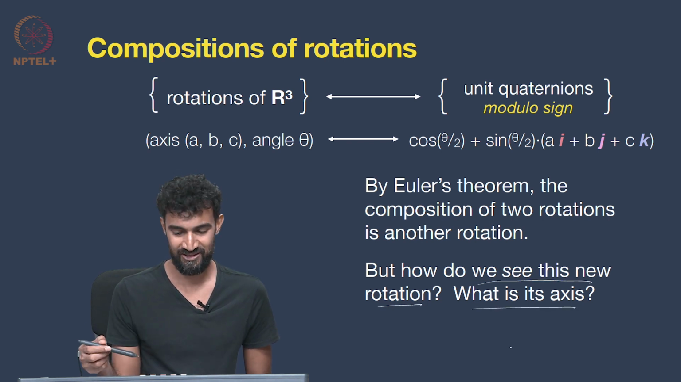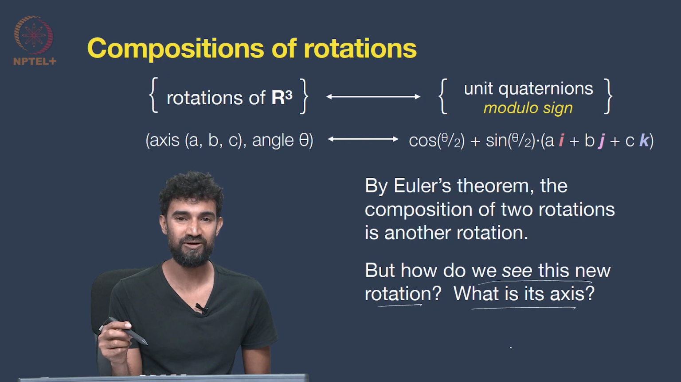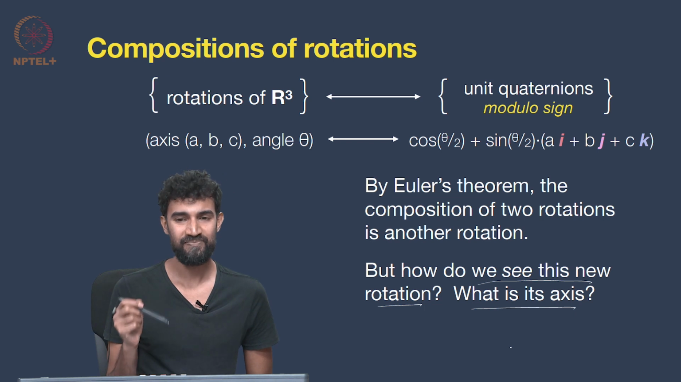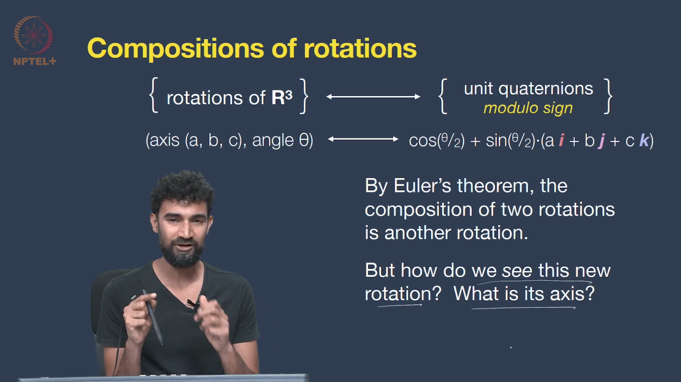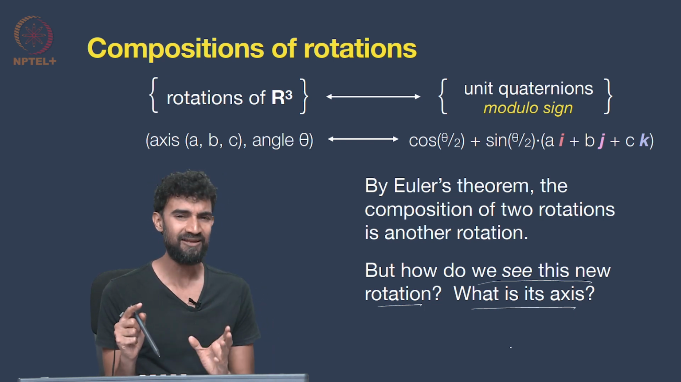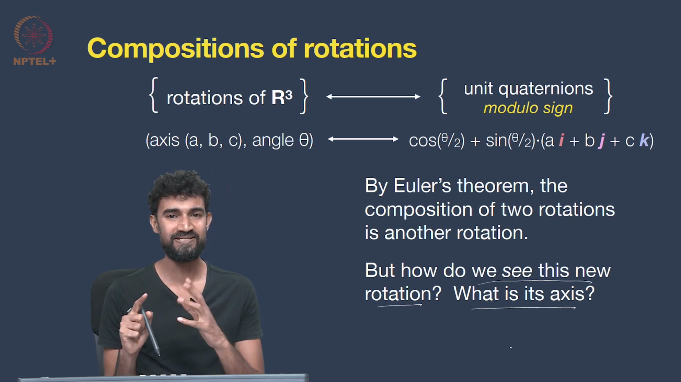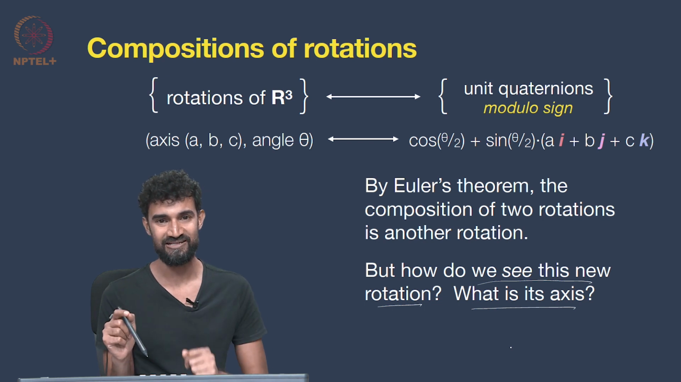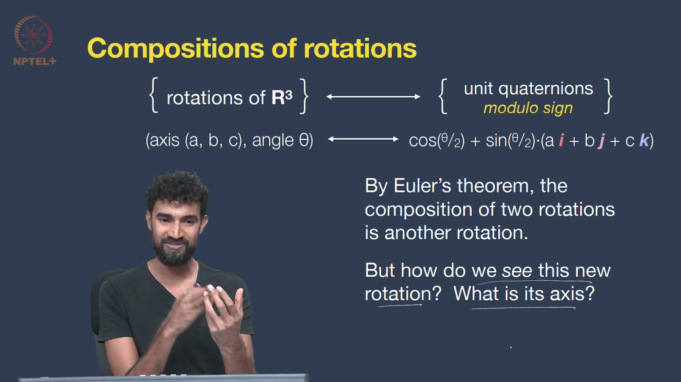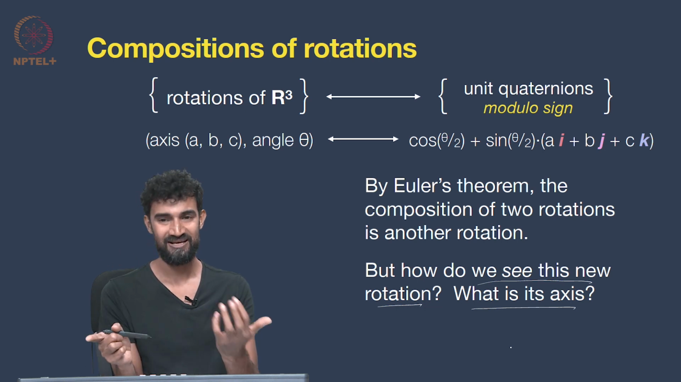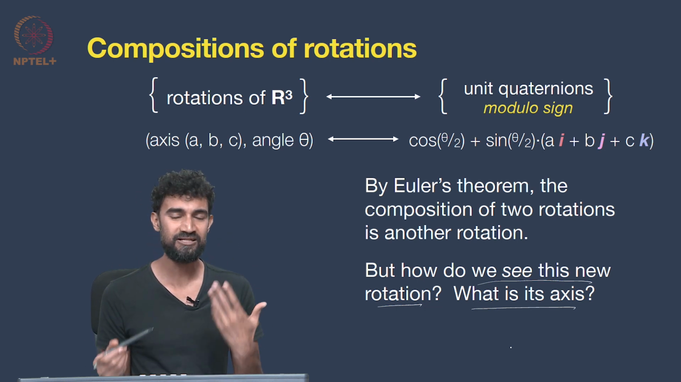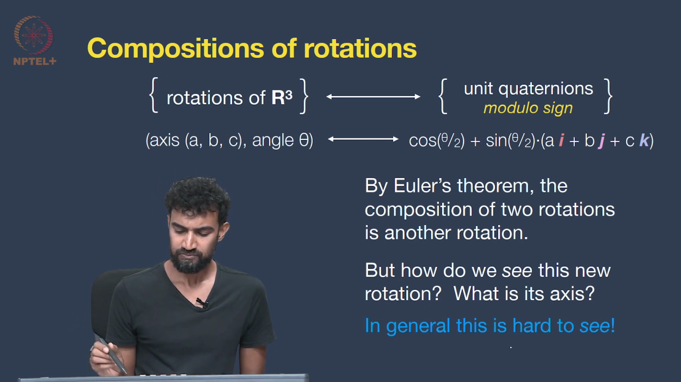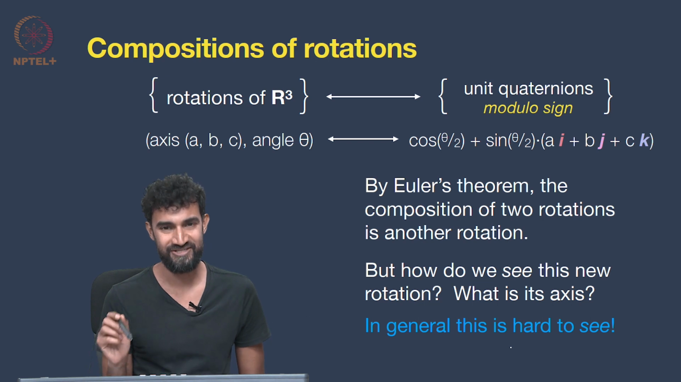What is its axis? If you've tried to prove it or seen a proof or gone through the guided proof in Stillwell, then you might have a picture in your head of what that new axis looks like. But even then, it's not easy to see. It's not immediately obvious, okay, bing, that's the axis that we get. If we multiply 30 degrees about this axis by 70 degrees about that axis, our new axis is going to be this. We need to draw a few pictures to kind of find it. So in general, it's fairly hard to see it.